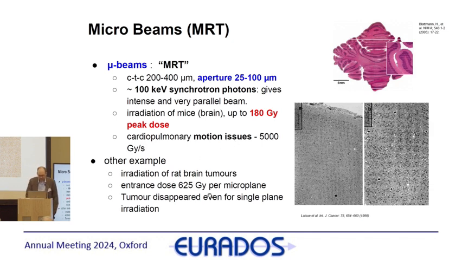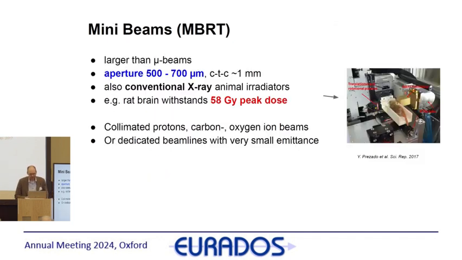Another example is that we're irradiating rat brain tumors, that's actually what we have here, where the entrance dose was again crazy high, 625 grays per microplane, and the tumors disappeared even if they irradiated with single plane irradiations and so on. So it looks like very strange biology is going on here. And going now to mini beams, there were also several preclinical studies, and there you see something similar, even if the peak doses are lower, something like 58 grays peak dose, and you can still see good tolerance in normal tissue and so on.